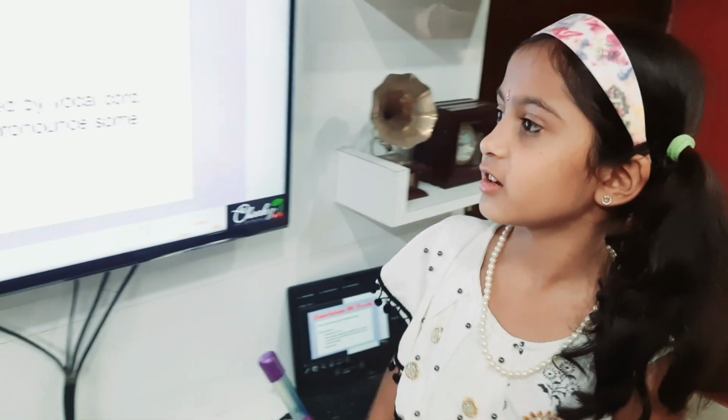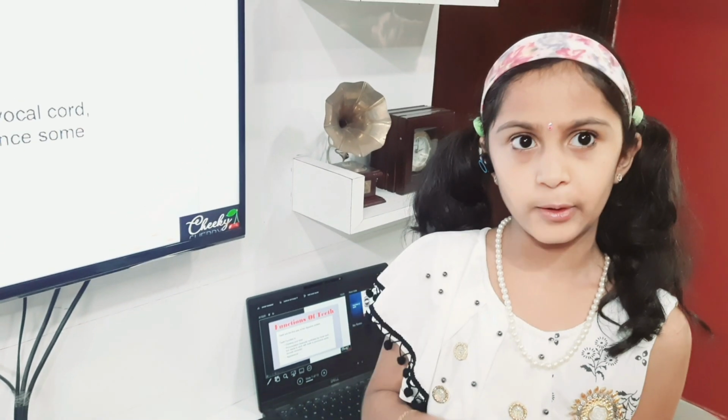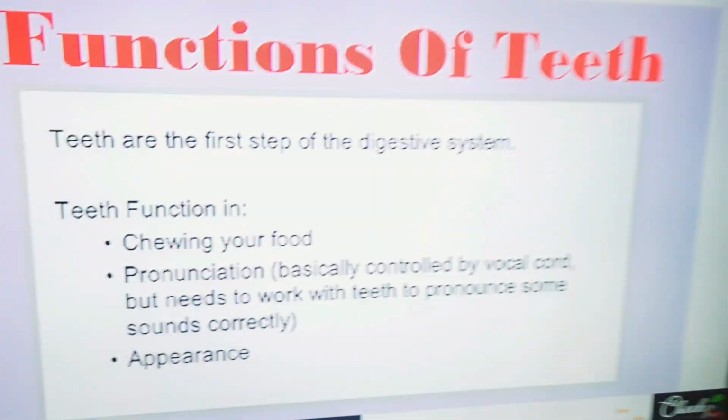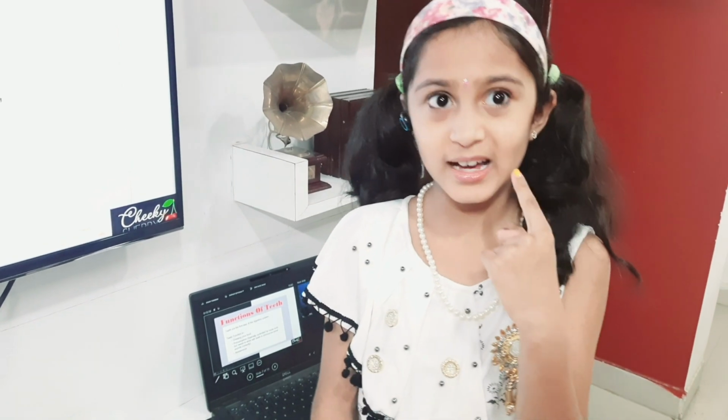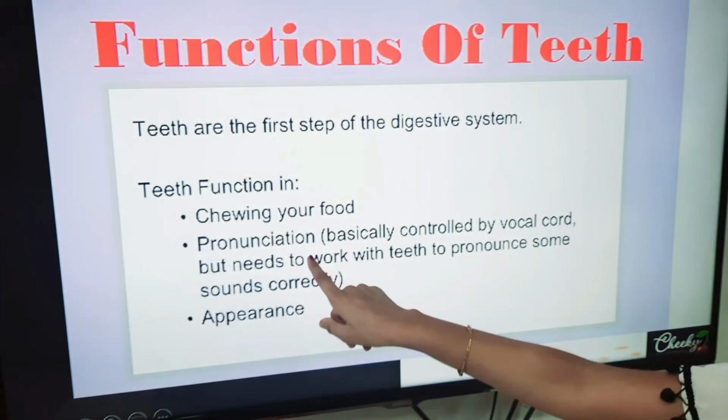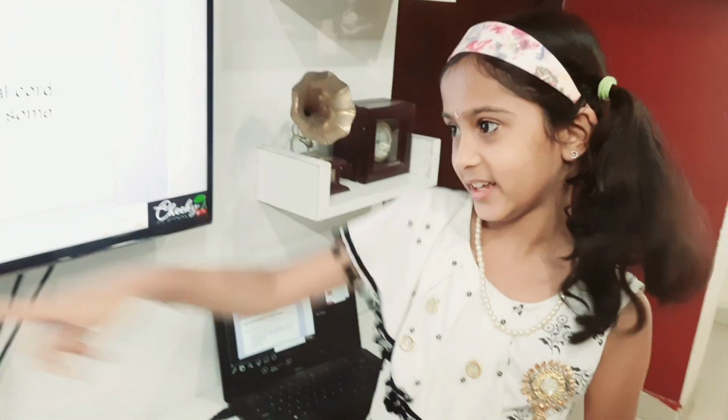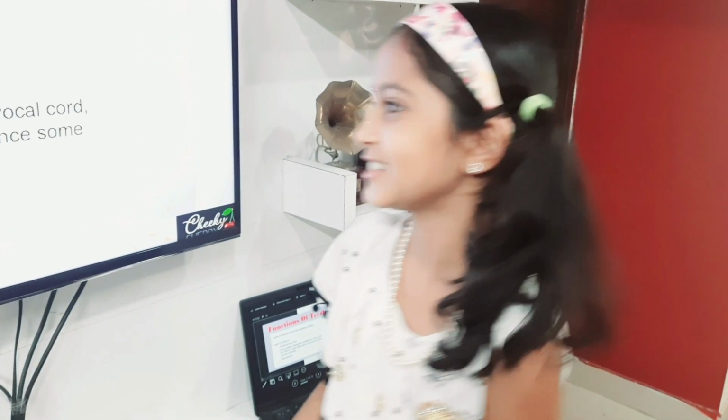So now we're going to learn about the functions of your teeth. Now teeth have various functions. First of all, they're the first step of digesting your food, which means chewing food. Then teeth help you in your pronunciation. Some people have a lisp because they say S at the back of their tongue when it's actually supposed to be behind your teeth. And that's how teeth help you in pronunciation. And then appearance. I don't have very good teeth appearance.